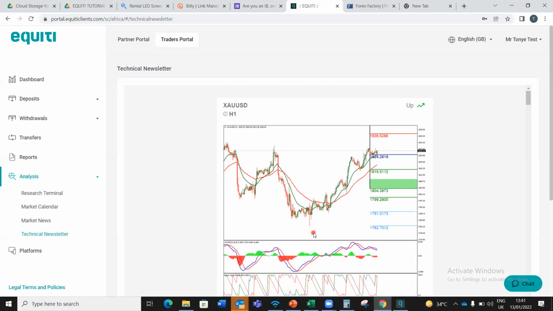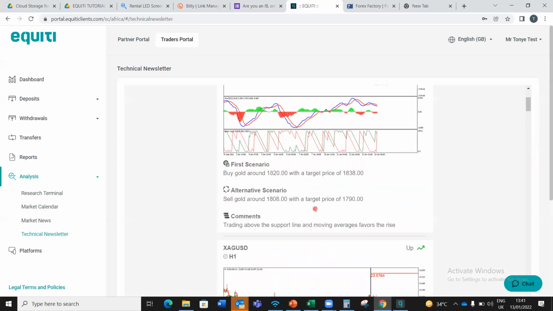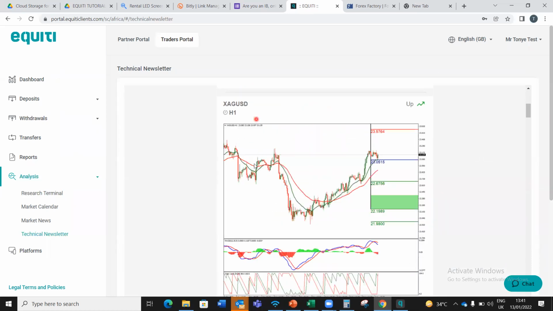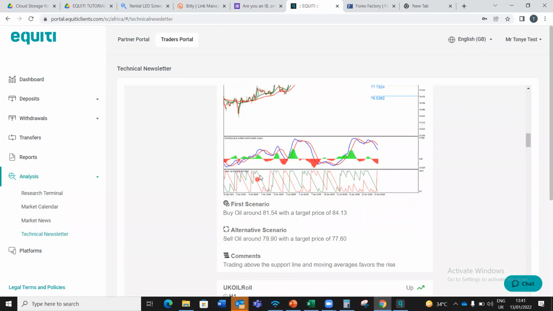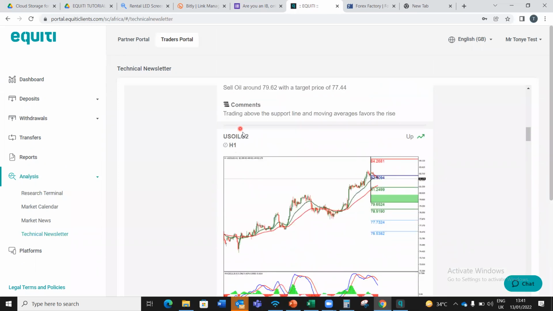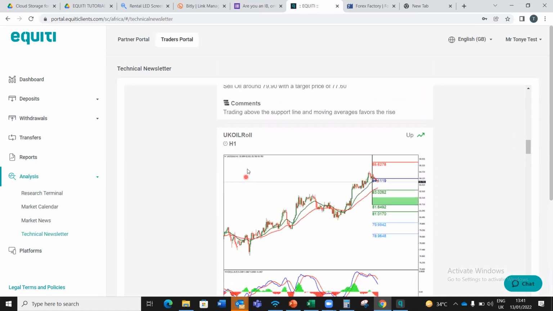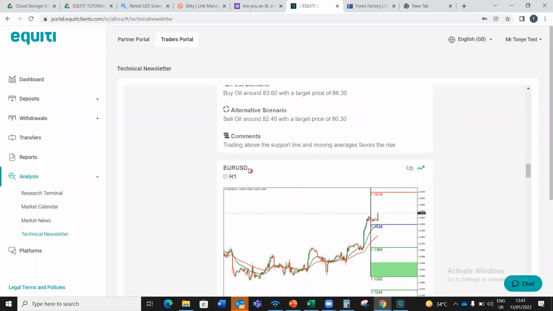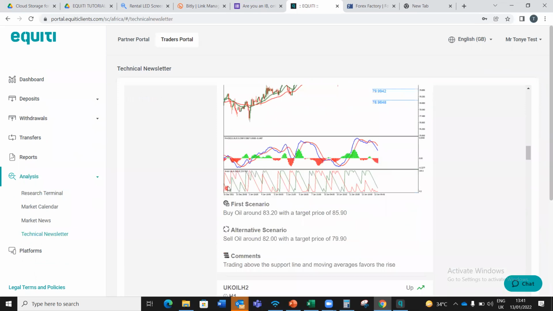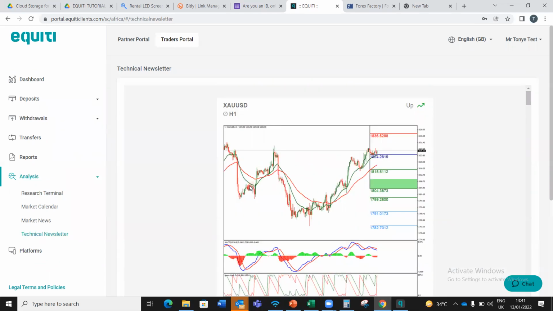So you can get trade setups, you can get trade analysis for commodities and currencies. This is gold, this is silver, this is for US oil. This is for US oil futures. This is UK oil. It's amazing. This is for the EUR/USD currency pair. So get your accounts funded and begin to enjoy this trade analysis sent by our market analysts daily, and it also gets delivered to your mail.